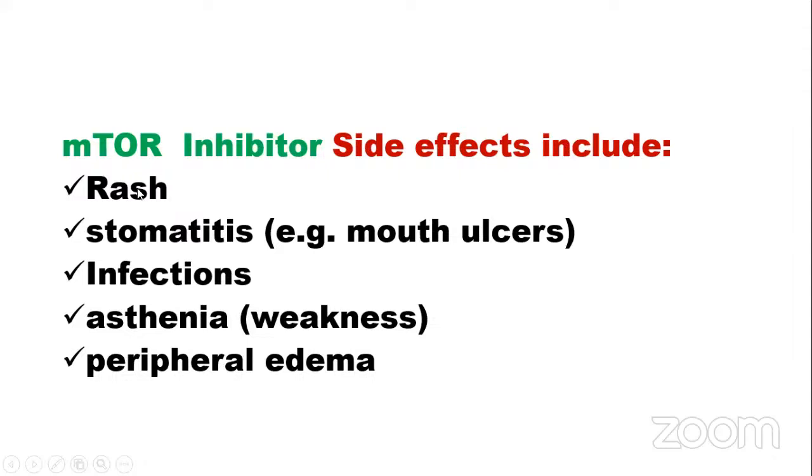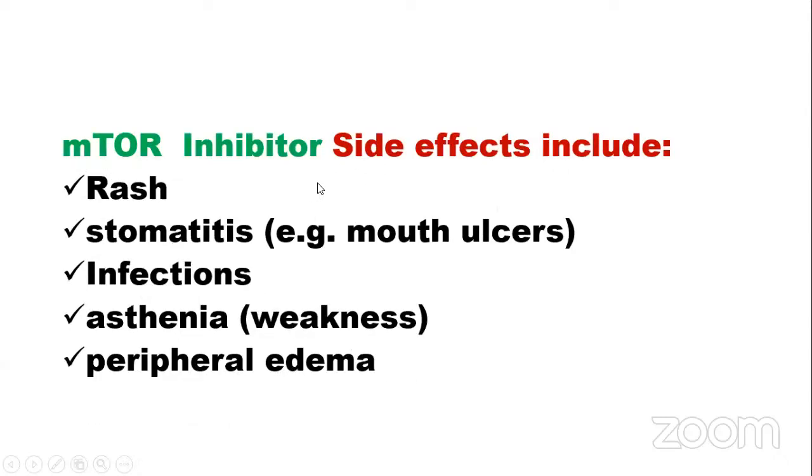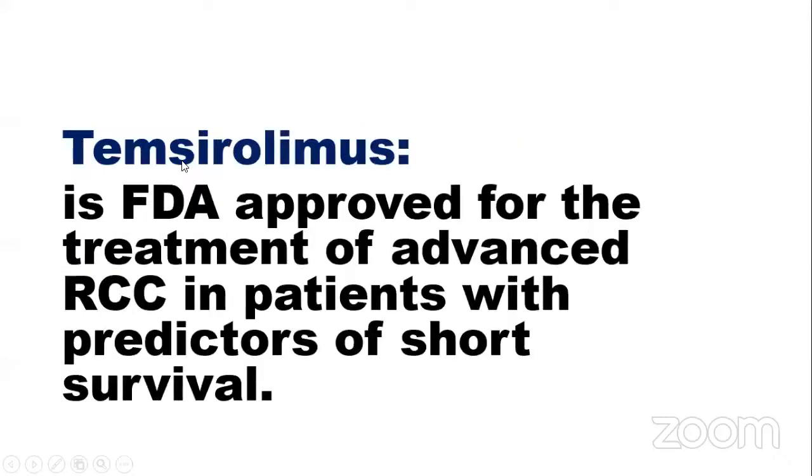mTOR inhibitor side effects include rash, stomatitis, and infections, asthenia, that's weakness, and peripheral edema. GI symptoms, nausea, vomiting, diarrhea, anorexia can occur. Hematological thrombocytopenia, neutropenia, anemia can occur. Hyperglycemia and hyperlipidemia, elevated creatinine, elevated liver function tests, and hypophosphatemia, all this can occur. But remember, patients on temsirolimus commonly develop diabetes.